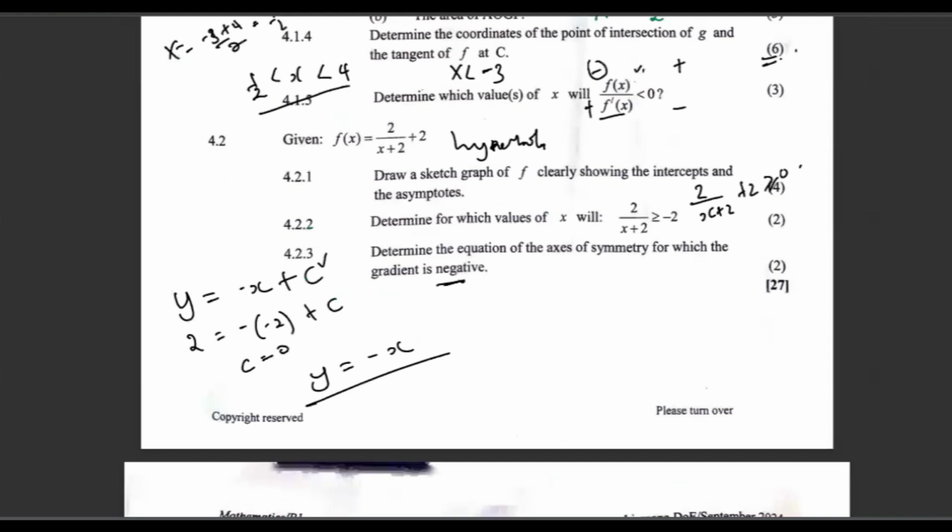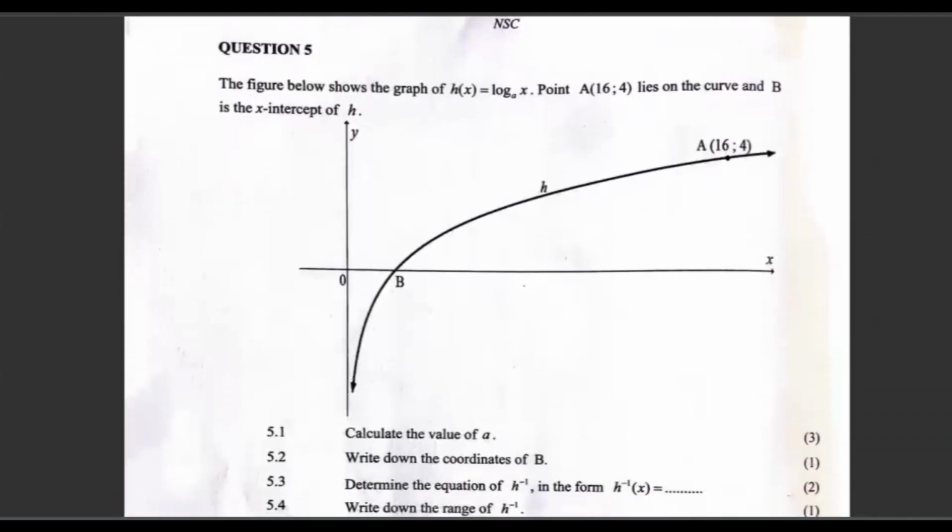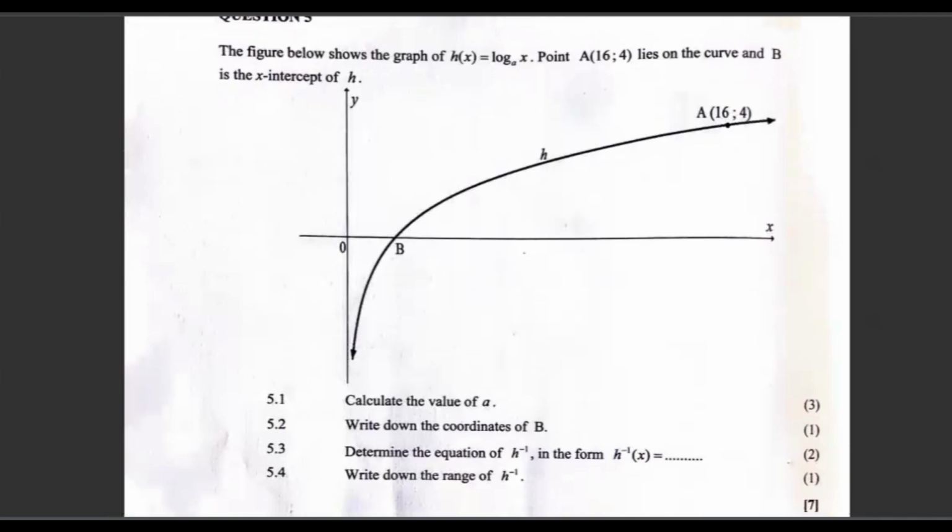All right, so that is question number 4. Moving on to question 5, telling us that the figure below shows the graph h of x, which is log x base a. We have a point A, which is that, and then a point B, which is the x-intercept. Calculate the value of a.